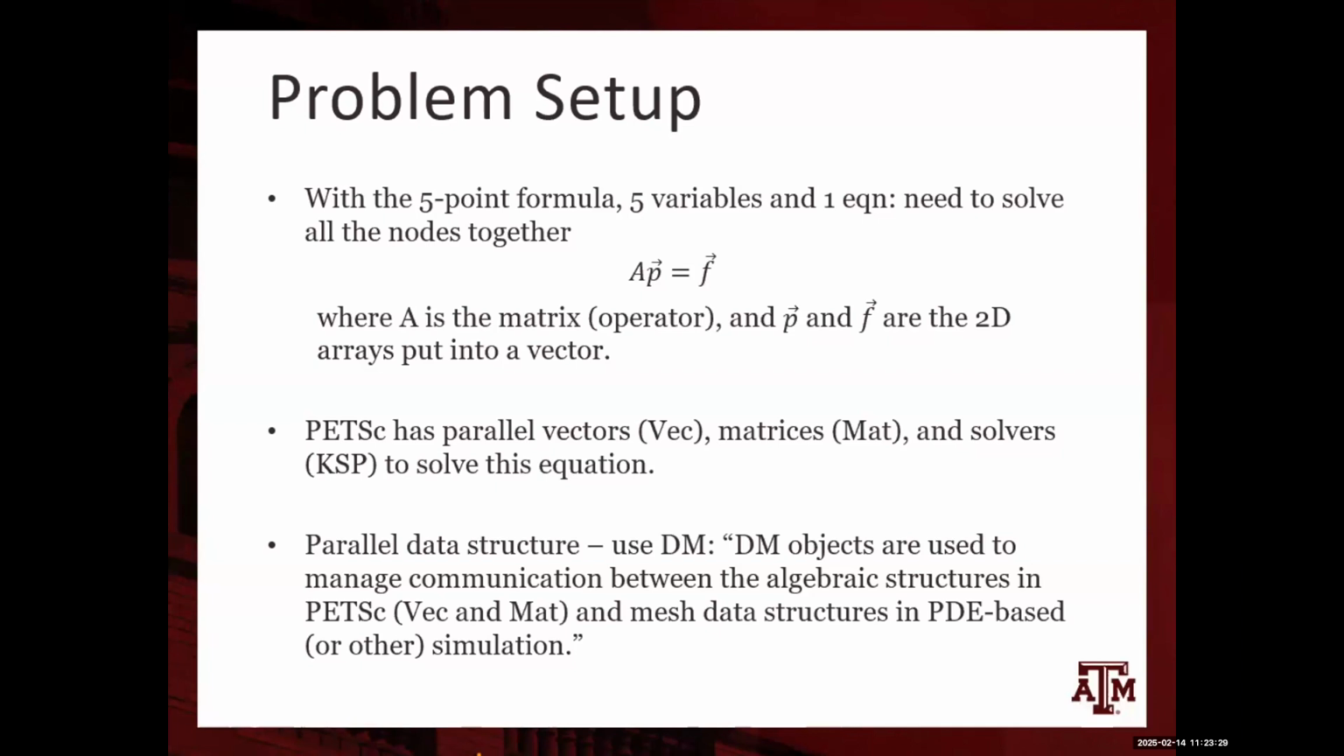Okay? So to have this parallel data structure, we want to use DM. DM is the parallel data structure in PETSc, which manages communication between all these structures: vectors, matrices, and solvers. So DM is your communication management. And then, of course, DM also manages the information between these structures, vectors and matrices, and also your mesh data, your grid data. Okay, let's solve this equation.